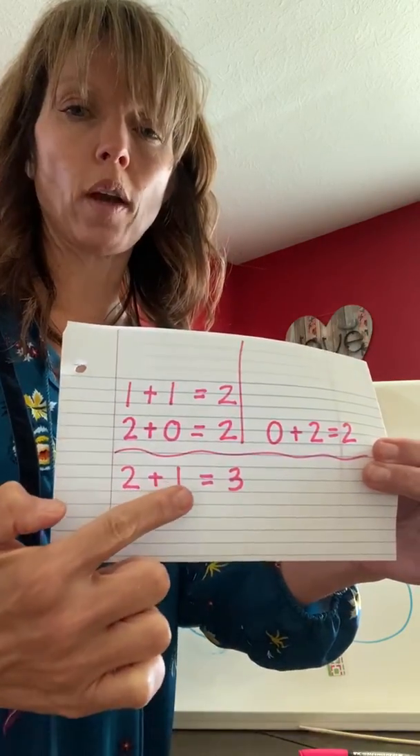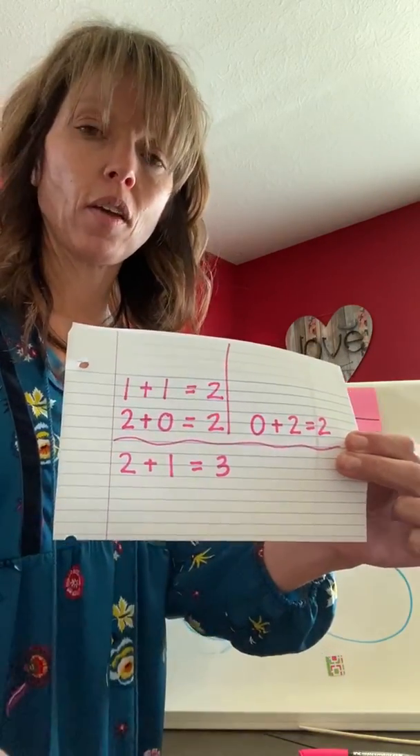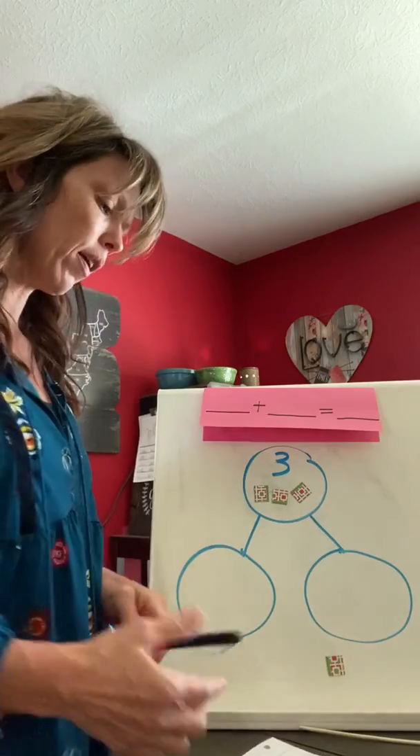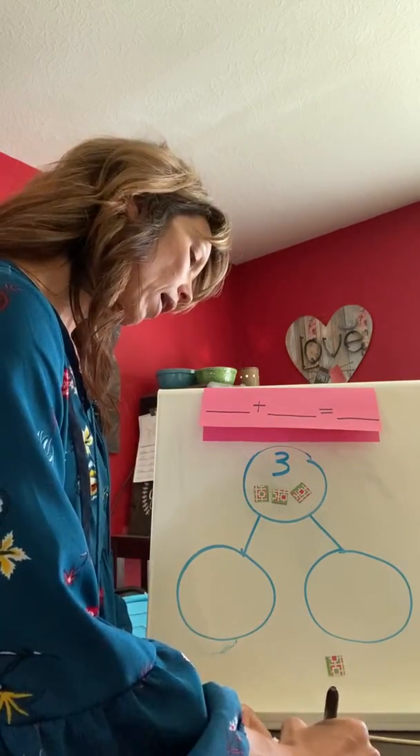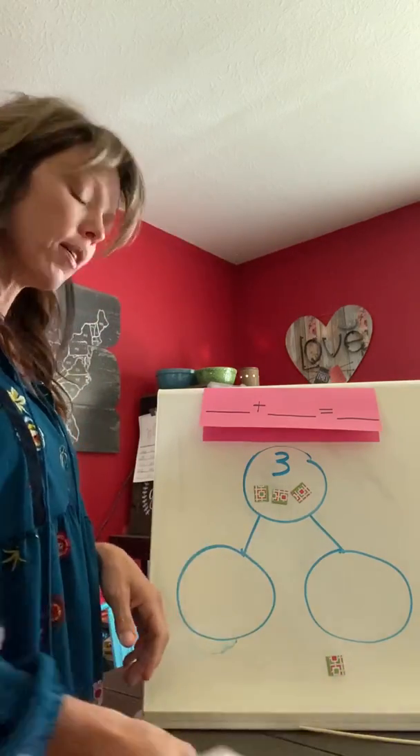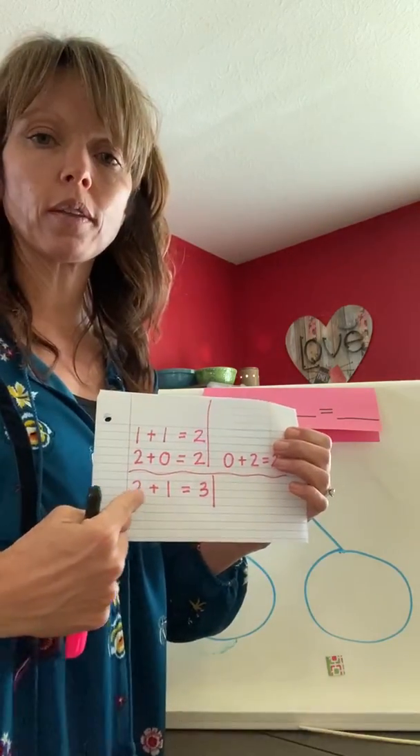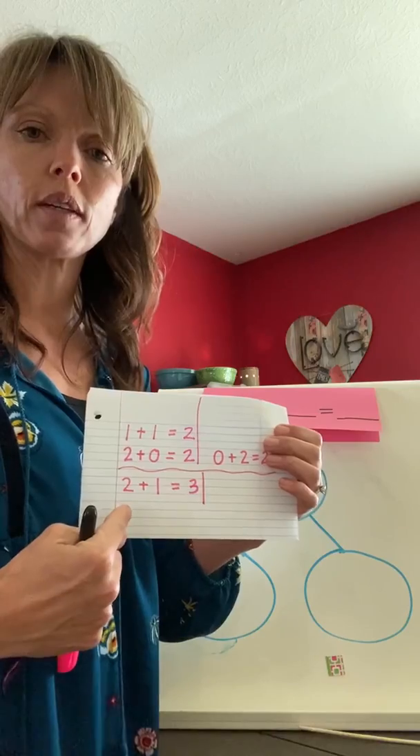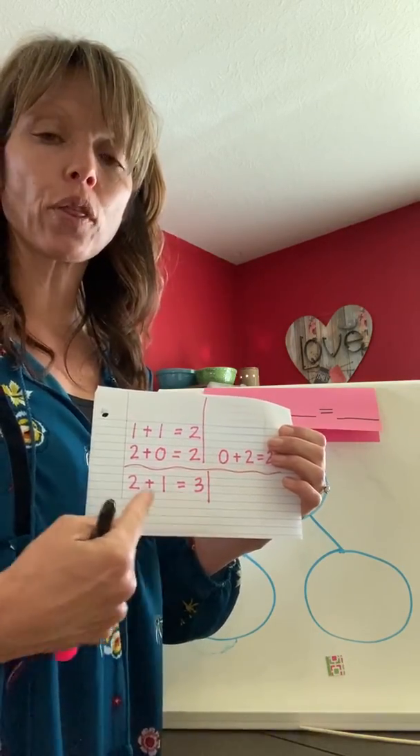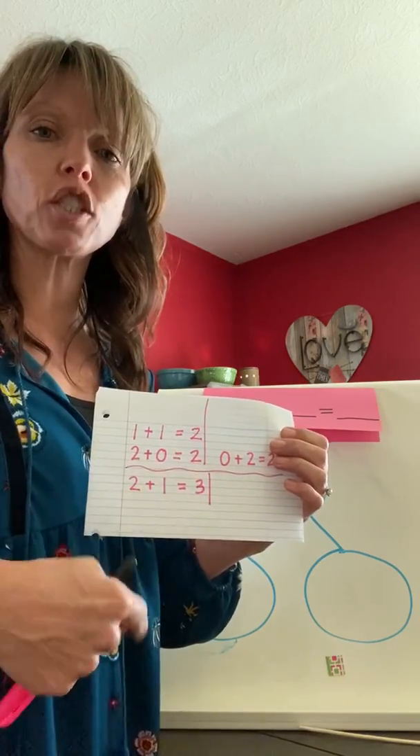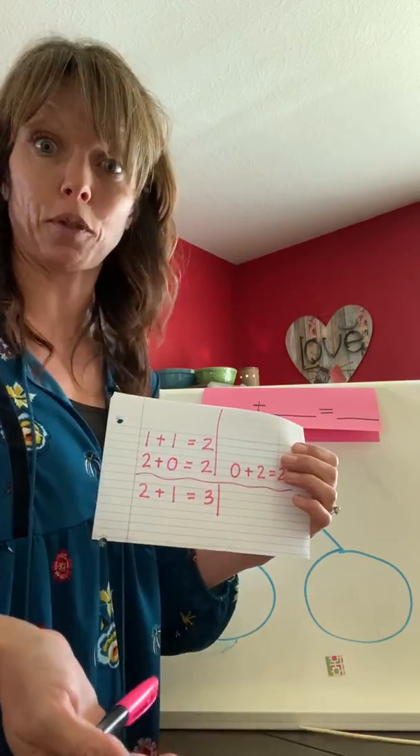Two plus 1 equals 3. Right, so before we move on, I want you to think about what I told you before. How can we switch those numbers around? How can we switch the 2 and the 1 around to make a different number sentence? It would still equal 3, but how could we switch these numbers around to make a new number sentence?